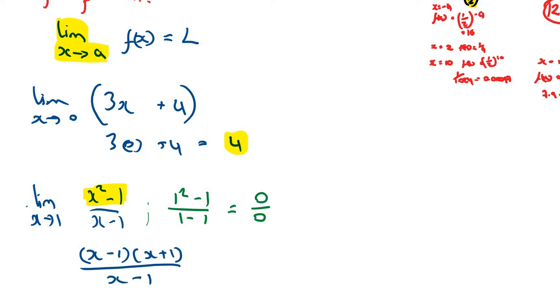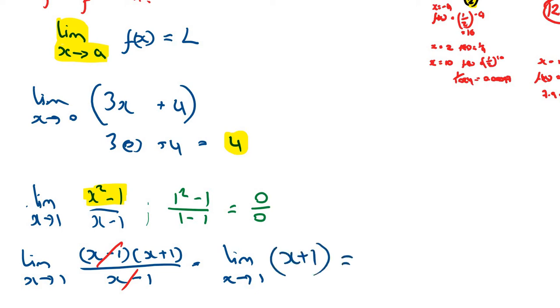So rewritten, that's what this becomes. The limit as x goes to 1 of x minus 1 times x plus 1 over x minus 1. Well, these just divide in. So the actual limit for this function, as x gets closer to 1, it's just going to be 1 plus 1, because we're just left with x plus 1. So the limit of that function is just 1 plus 1, which is 2. So I know that as x gets closer and closer to 1, the y value gets closer to 2.